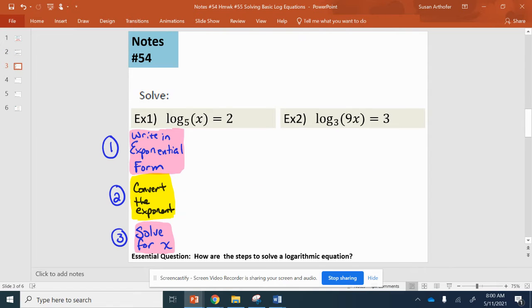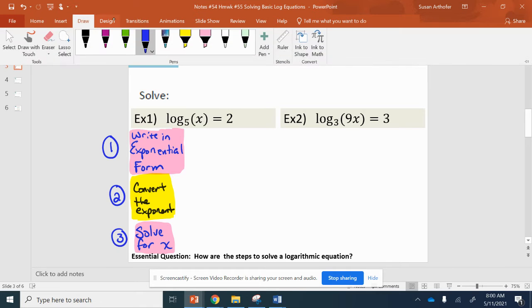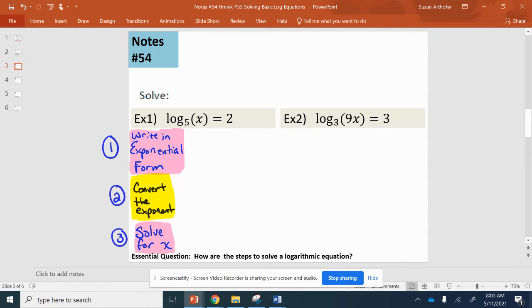Okay, please write down those two examples. You do not have to write what's in pink and yellow there. Those are just the steps I wrote to help us. Hit pause for a minute while you write down those 2 examples.